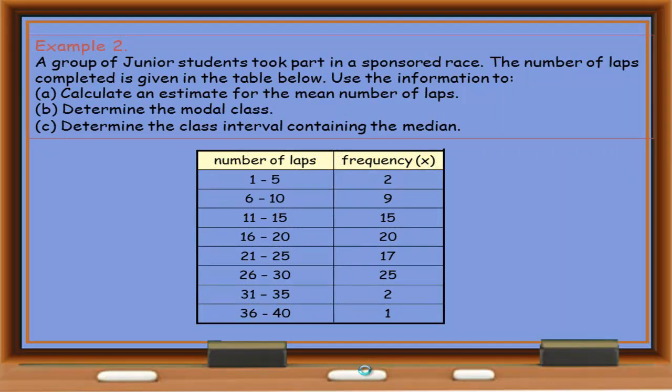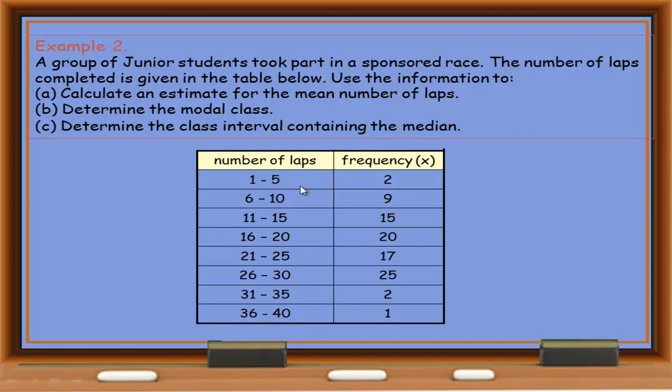Let us take another example. A group of junior students took part in a sponsored race. The number of laps completed is given in the table below. Use the information to answer the following. A. Calculate an estimate for the mean number of laps. B. Determine the modal class. C. Determine the class interval containing the median.